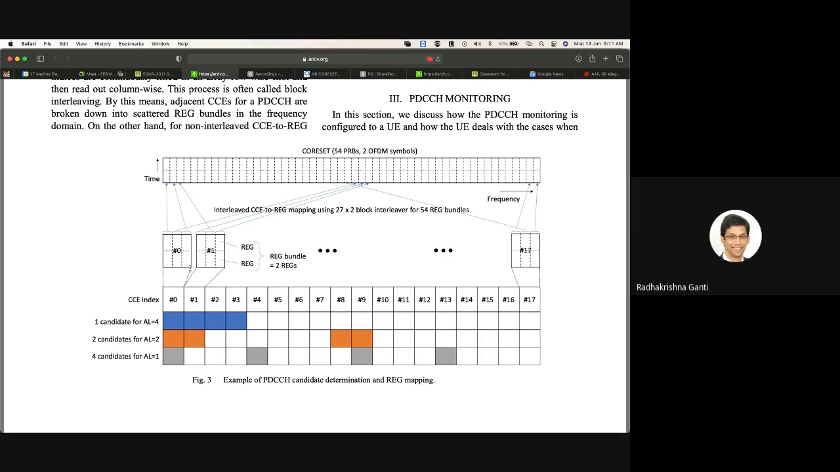So essentially what happens? The 0th REG will be here. The first REG will be somewhere, you can see my cursor now, somewhere here, and so on and so forth. The 17th REG may be somewhere here. This is the interleaved thing. So these REGs are mapped to CCEs. Yes, that's what we saw, how CCEs are mapped to REGs. Yesterday we saw both interleaved and non-interleaved. We saw the examples. Okay, that's good. So these are actual physical resources.